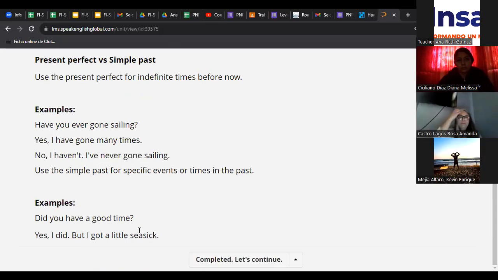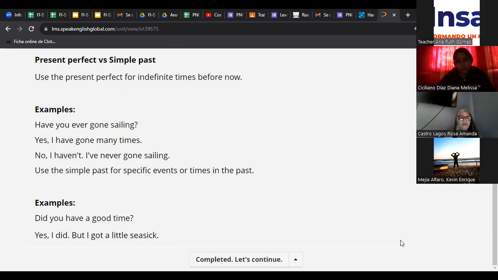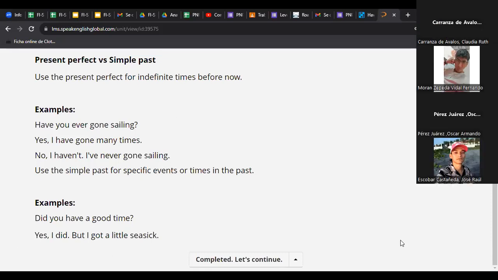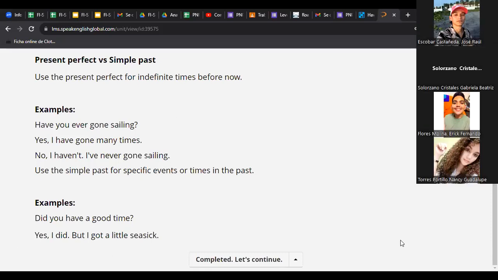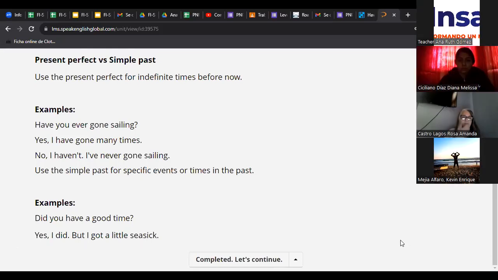For example, did you have a good time? Yes, I did, but I got a little seasick. Do you remember the meaning of seasick? Yes, Maria. Mareado, very good. Mareado, right? That's the meaning of seasick. Okay, so this is the difference between present perfect and simple past.